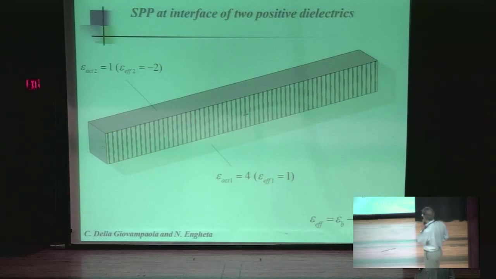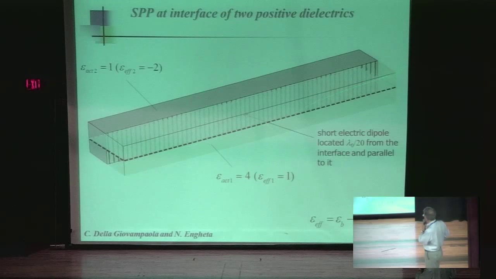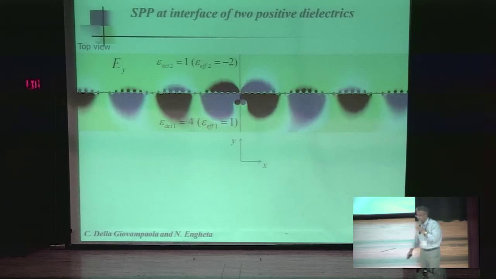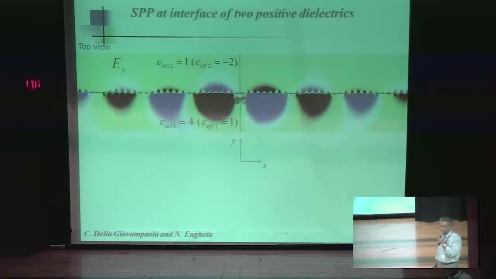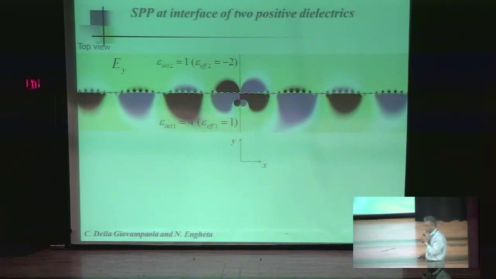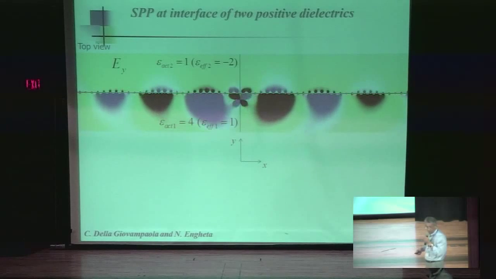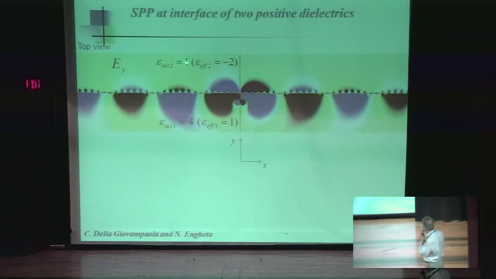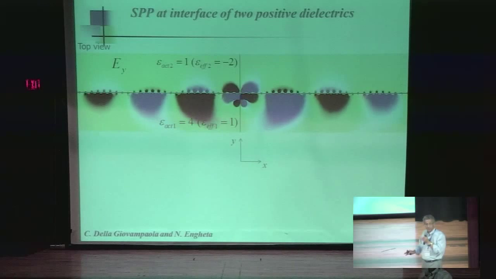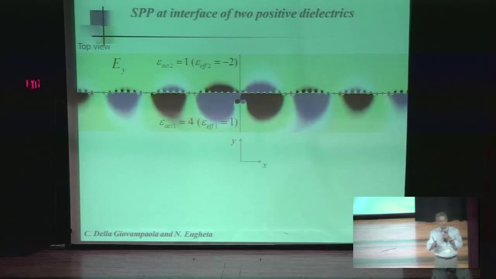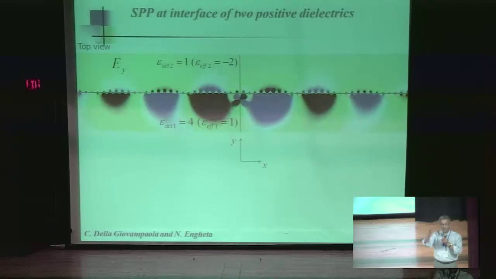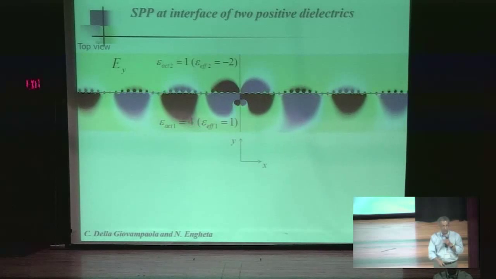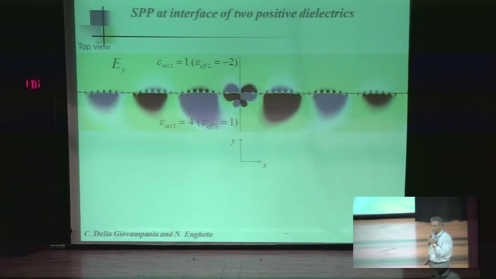We put a little dipole over here. We excited the dipole, and we looked at the field distribution in the middle plane. And that's what you get. This is very similar to the surface plasmon polariton that you have over here, and yet, please note that the dielectric here is 1 and the dielectric here is 4. So you can effectively create a surface plasmon polariton at the interface of two positive dielectric media by putting tiny wires on top of that.